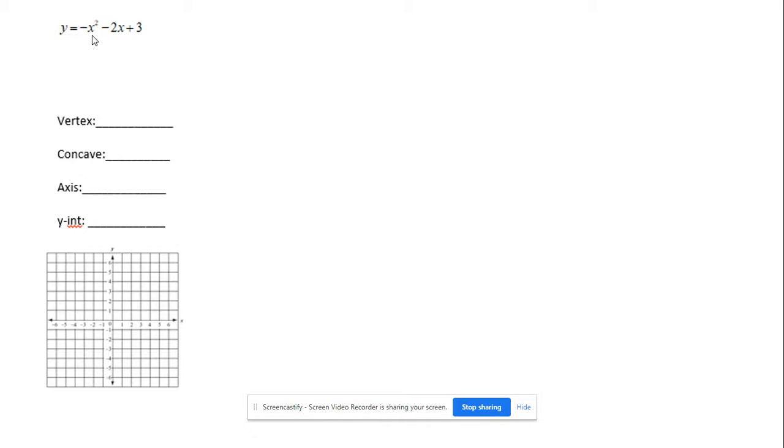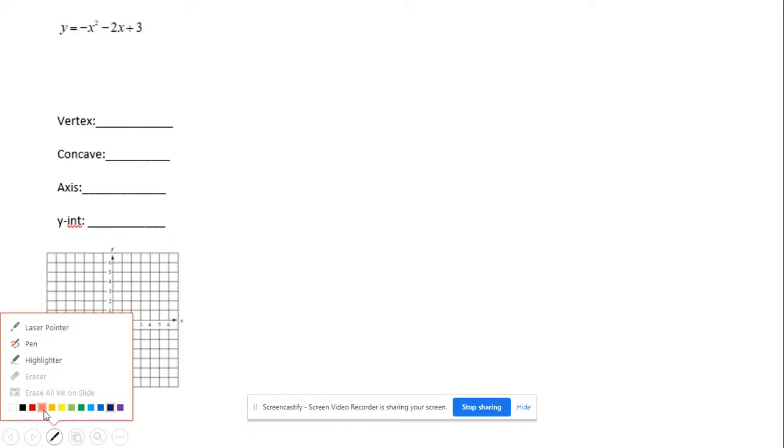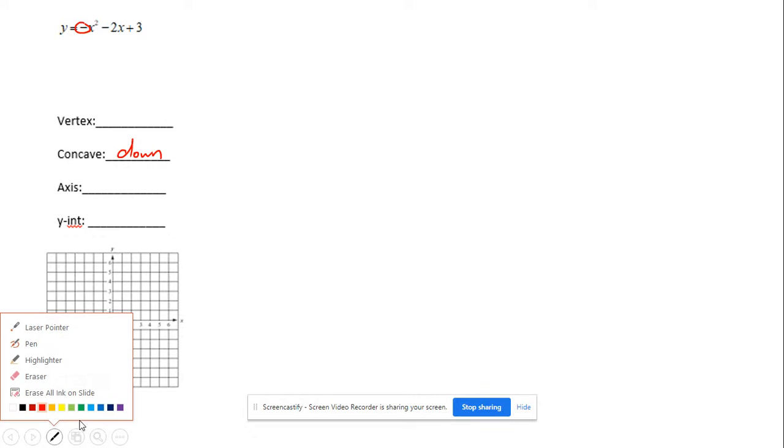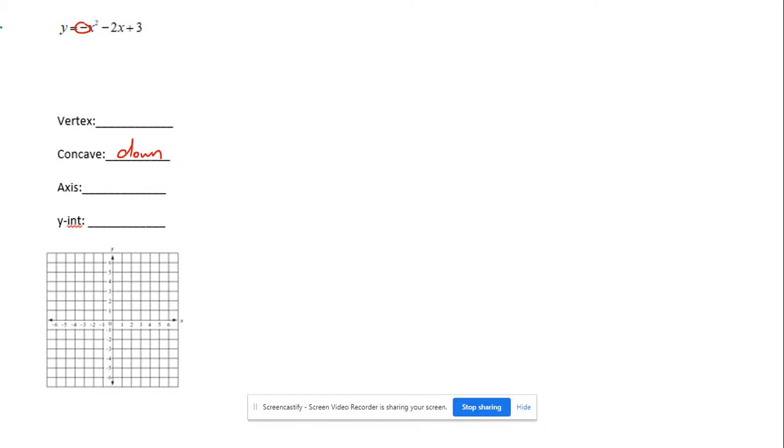Let's do one more of these together, and then you can copy the rest of the problems from the notes. So in this problem, I look at it and I say, okay, I always start with concavity because it's the easiest. That negative in front of the x squared tells me it's opening down. We're concave down. Then I do the y-intercept because it's the next easiest thing. I'm adding 3 at the end, so my y-intercept is the point (0, 3), which is right there.